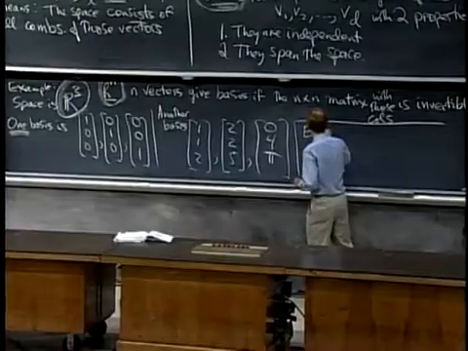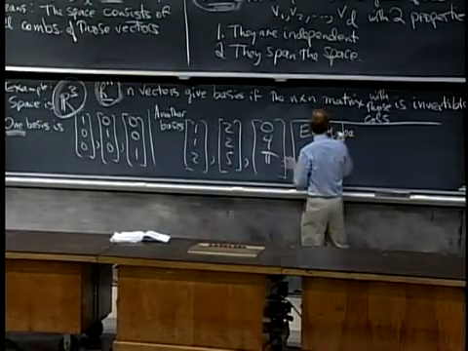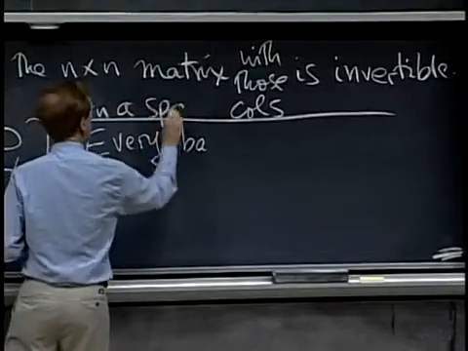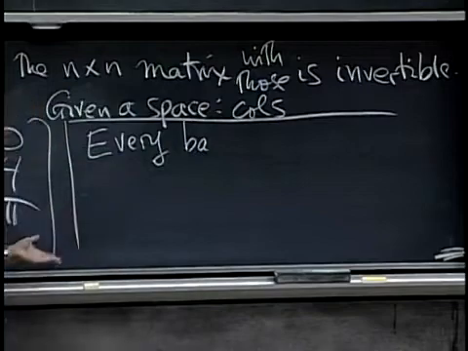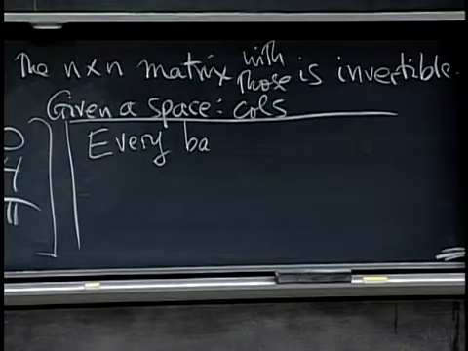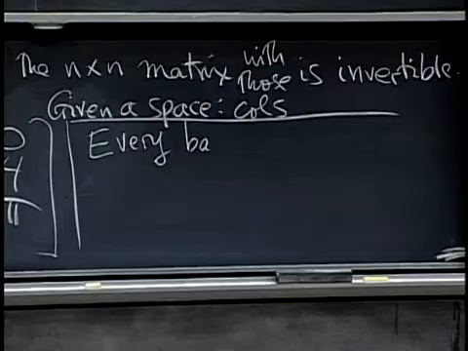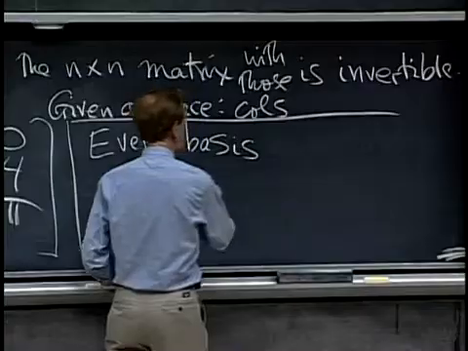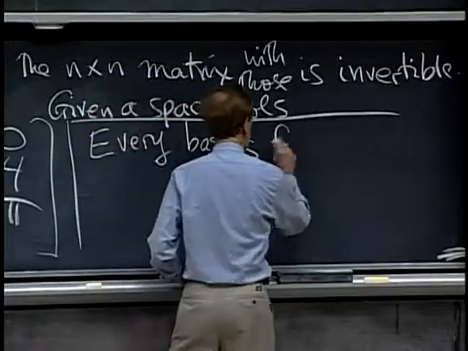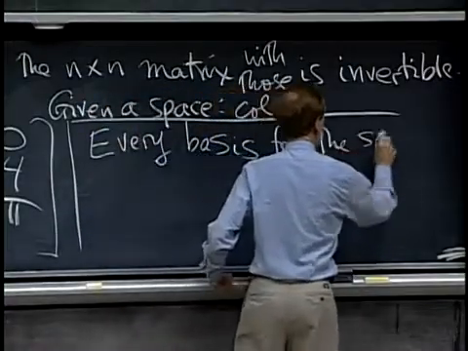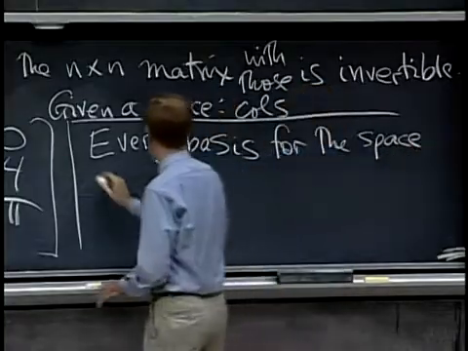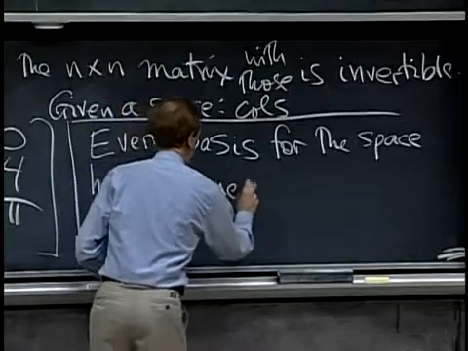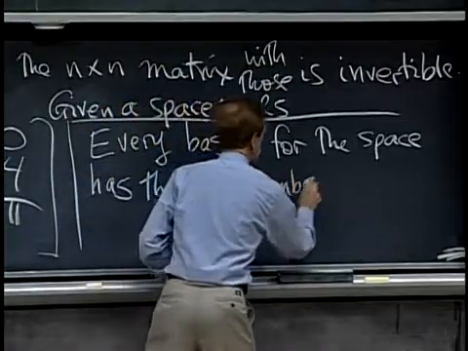Every basis, given a space, R3 or Rn or some other column space of a matrix or the null space of a matrix or some other vector space. Then the great fact is that every basis for the space has the same number of vectors.